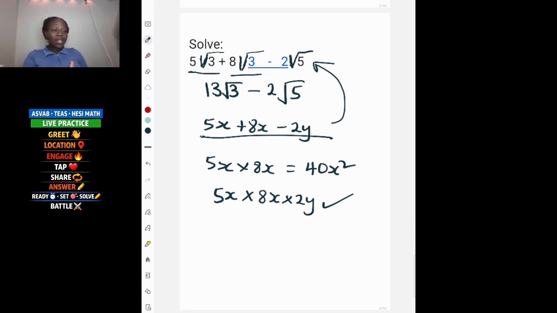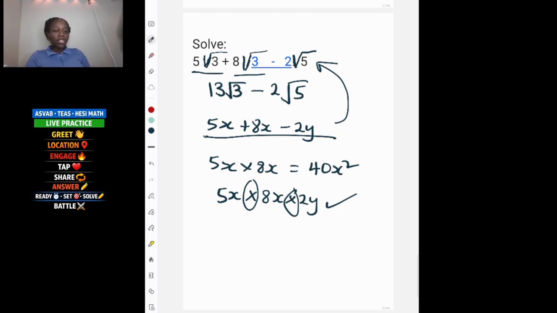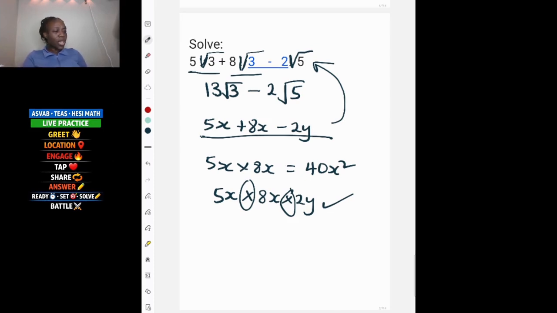The moment it is multiplication like this, whether x or y, everything will be multiplied together. The whole thing will be multiplied. I mean, those numbers will all be multiplied. That should be 40 times 2, the coefficients.